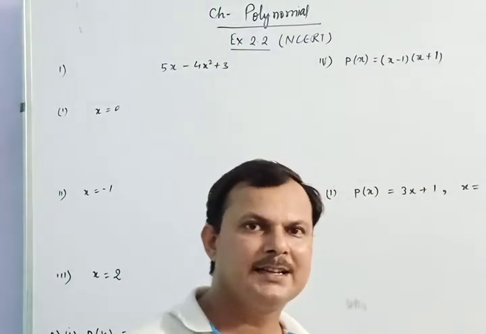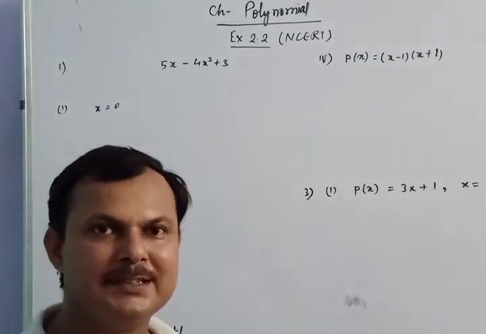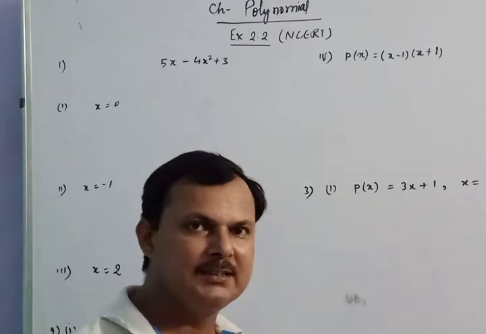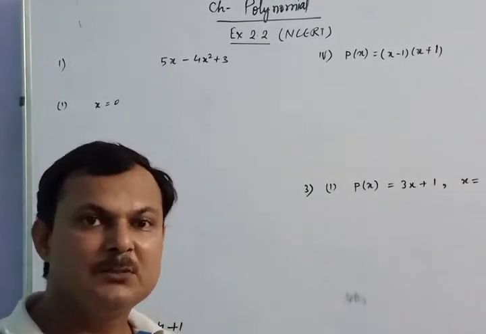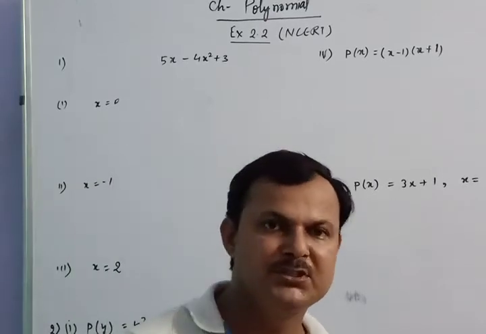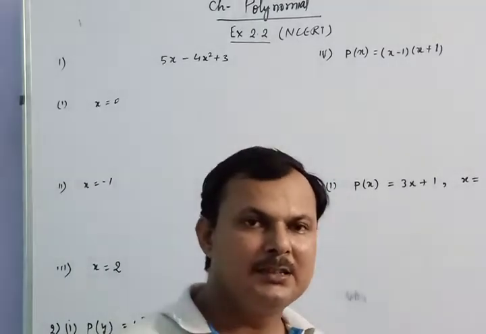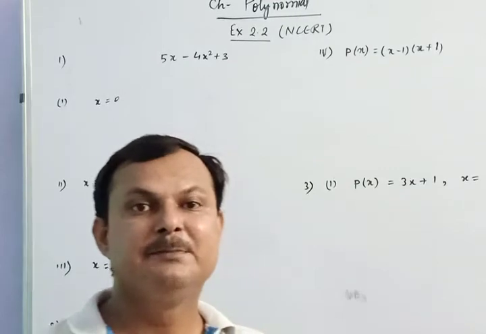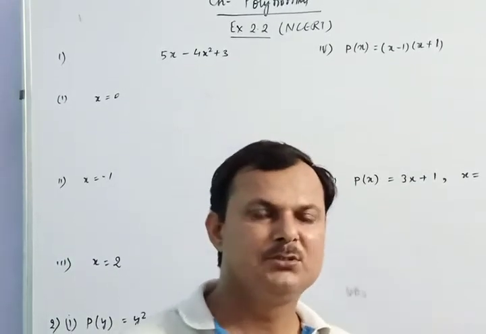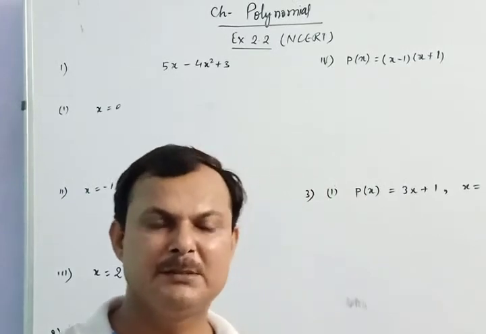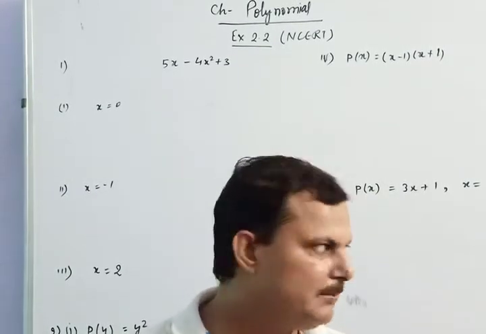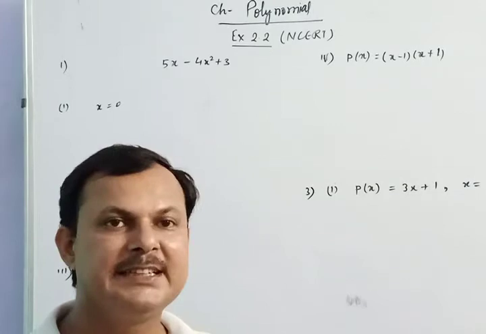Hello students, again we are in chapter Polynomials, exercise 2.2 NCERT. This is based on zeros of a polynomial. First of all, remember the zeros of a polynomial. A zero of a polynomial is the value which makes the polynomial zero. Means whatever real number value you put in the given polynomial and the polynomial becomes zero, that value is said to be a zero.